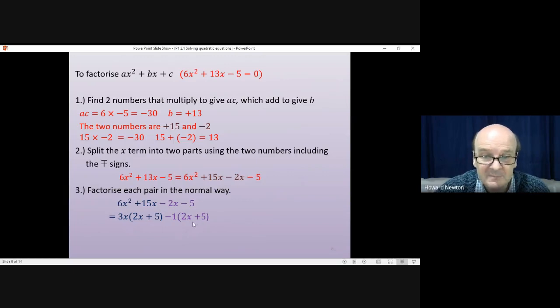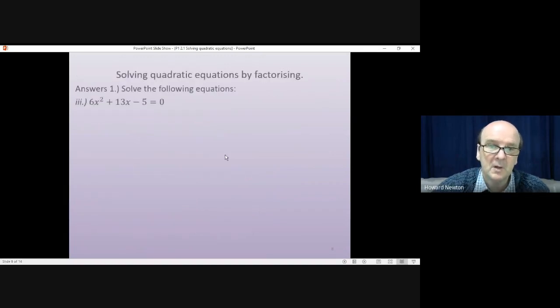We need to have the same thing in both brackets. Then we factorize again, taking out the common pair, which is 2x plus 5. And that leaves us 3x from the first pair and minus 1 from the second pair. Okay, going back to the question. We want to solve this equation.